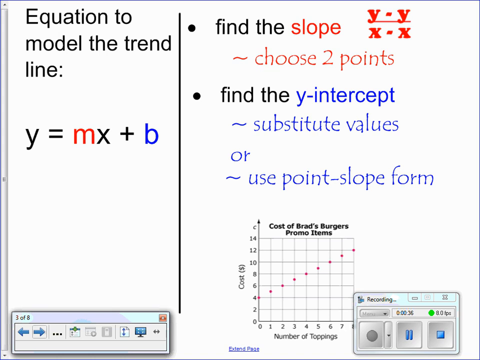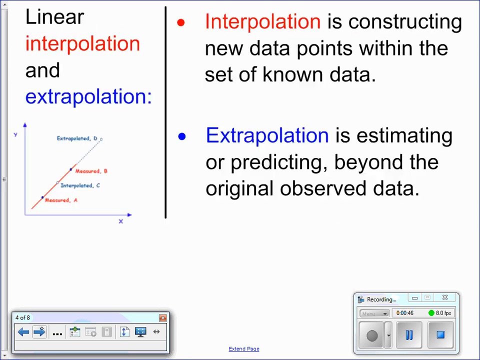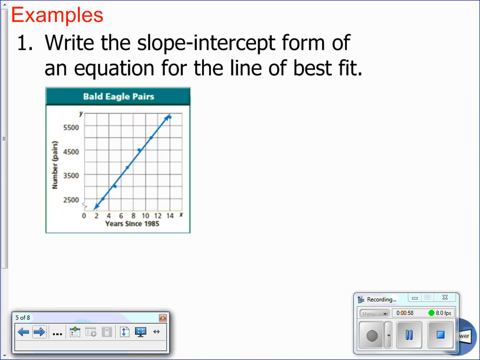Choose any 2 points. Then find your y-intercept either by substituting the values of y, m, and x into the equation or using point slope form. A linear interpolation means I'm trying to find new values within the data that I have. An extrapolation means I'm estimating or predicting beyond the data that I have.